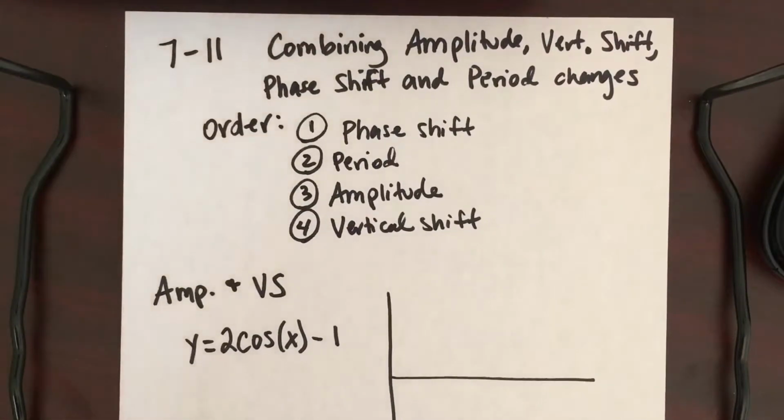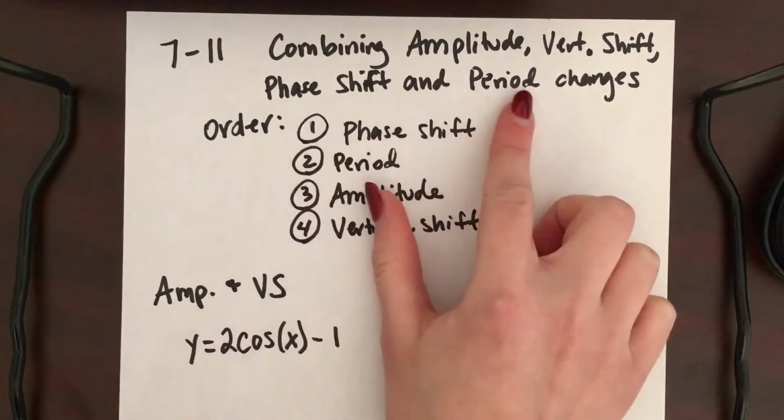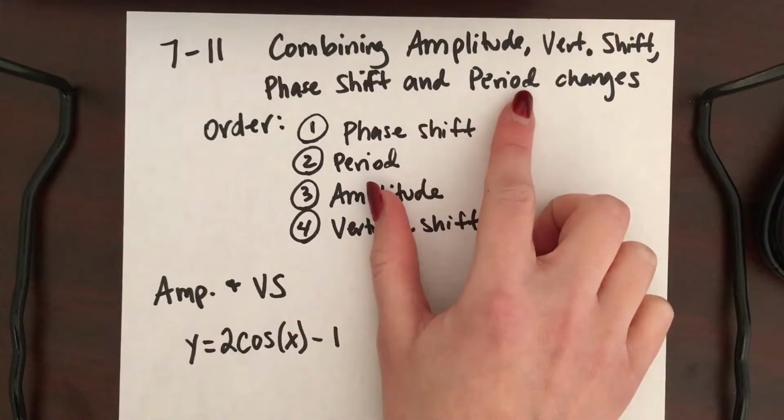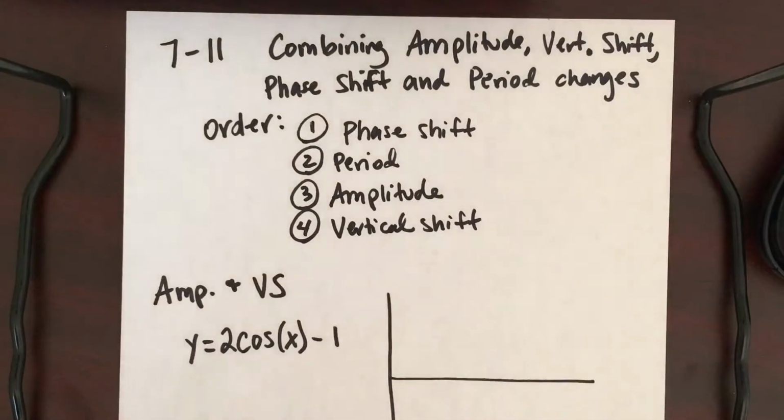All right, in this video, we're going to talk about some ideas from 7-10, both of those days, and putting it together with 7-11, where we're going to just put together the different transformations for sine and cosine graphs, such as amplitude, vertical shifts, phase shifts, and period changes, and how we deal with graphing when there's many of these put together instead of just one transformation.